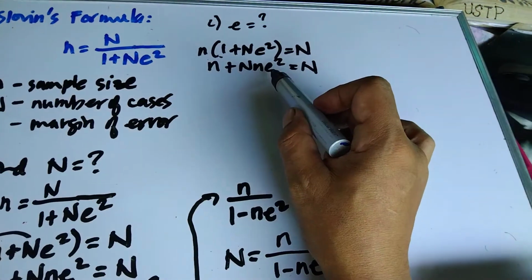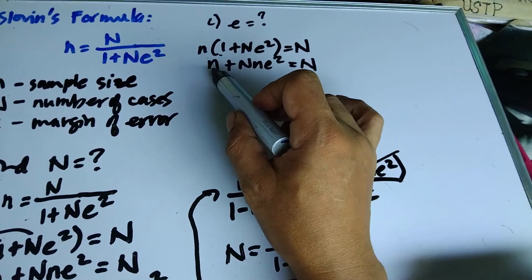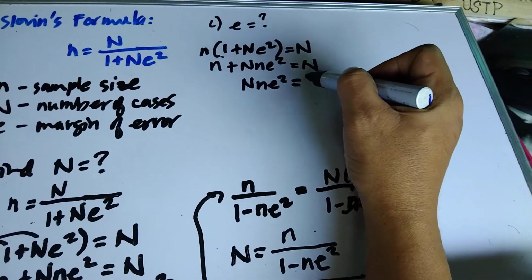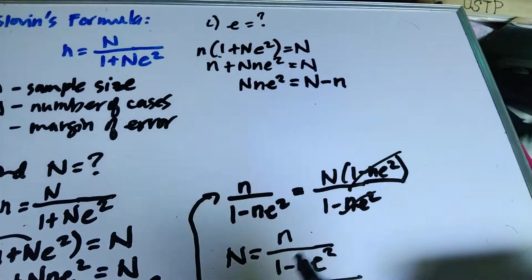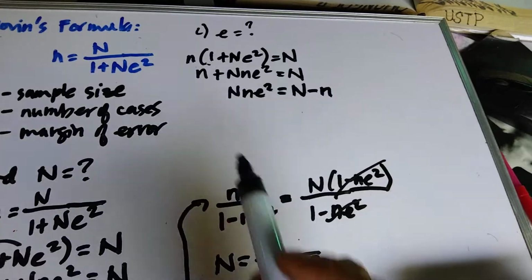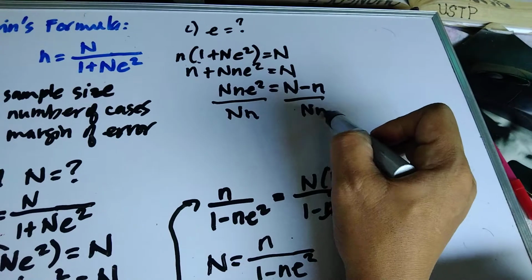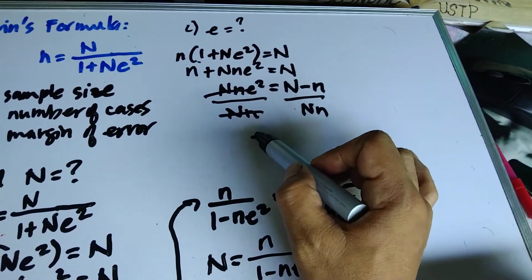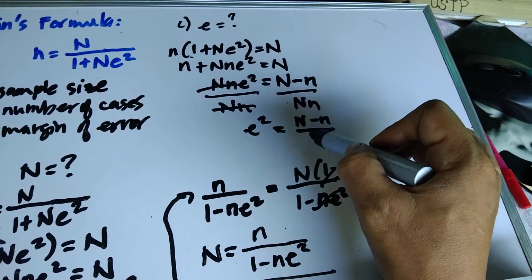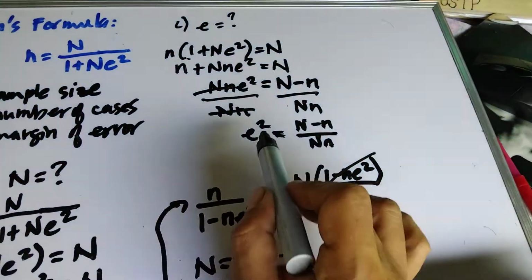Then take note, we're after e to solve for the margin of error. So, what we're going to do next is we transpose small n to the right side. So, n capital N e squared is equal to capital N minus n. It becomes minus as well. Okay, what's next? We want e alone, so we divide both sides by capital N and small n. So, it cancels. What is left? You have e to the power of 2 is equal to capital N minus n over the product of small n and big N.